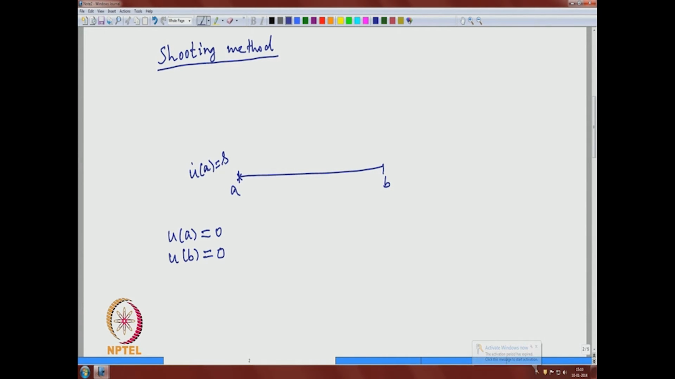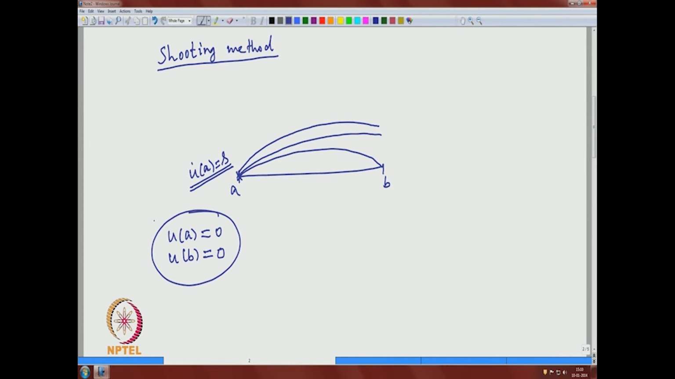So, we are releasing, we are shooting some particle from here, and it may just go somewhere depending on S at B, and if I choose another S, it may go somewhere else. So, we would like to determine an S for which we eventually get there. That is why it is called shooting method. By changing the initial velocity in this particular setup of boundary conditions, we are looking for a particular velocity with which if we shoot, we reach the destination, namely u(B) equal to 0. So, that is the idea.